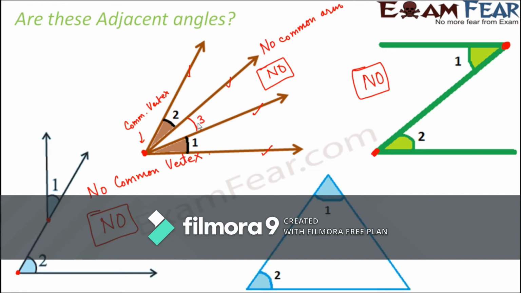Anyways, let's look at the fourth one. What do you say? Angle 1 and 2, are they adjacent angles? Not again, because here also if you look at this angle, this is the vertex. You look at this angle, this is the vertex. So they do not have a common vertex. Therefore, these are also not adjacent angles. So you see, looking at the figures, you will have to determine whether they are adjacent or not. The important thing to remember is these three conditions: common vertex, common arm, no common interior points.